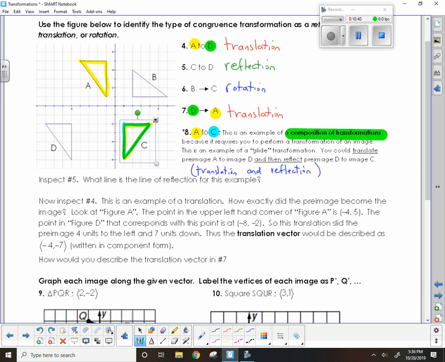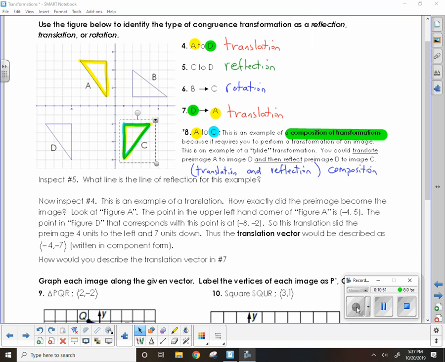And those two together would make what we would call a composition. All right, let's look at a little bit more detail. Now we're going to just look at these in a little bit more detail. So notice that we're saying right here, we're going to inspect number 5 that we just looked at. And here's the question: what is the line of reflection for this example?